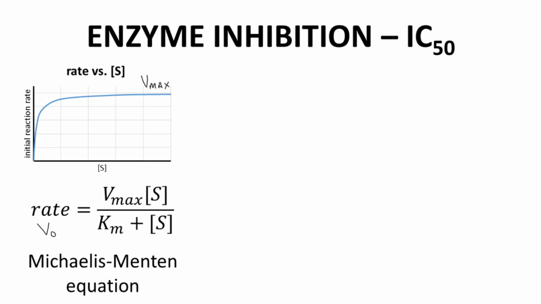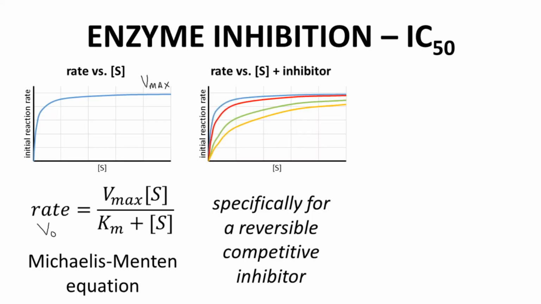How is this curve affected by a drug, such as an enzyme inhibitor? Here we go. The blue line is the same and includes no inhibitor. The next line, the red line, shows the effect of a small amount of inhibitor. The next lines, green and yellow, have more and more inhibitor respectively. As you can see, with more inhibitor, the rate is reduced. Although with enough substrate, the same Vmax will be achievable. This is what enzyme inhibitors do.